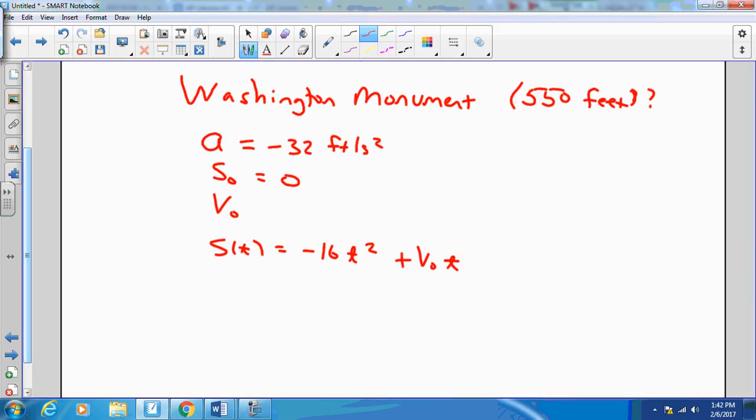Now, to understand how we should think about this, we need to draw a picture of what's going on. So here's my Washington Monument, drawing definitely not to scale. And here is my ball that I'm going to throw up, and I'm going to have it come back down, just like that. What is true about the ball at the top? Two things.